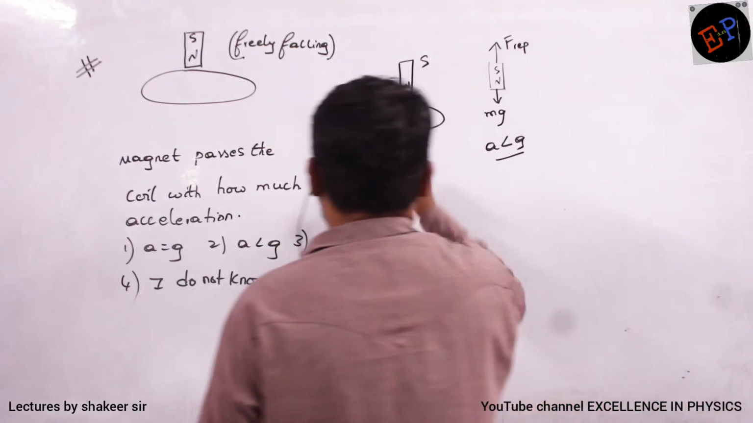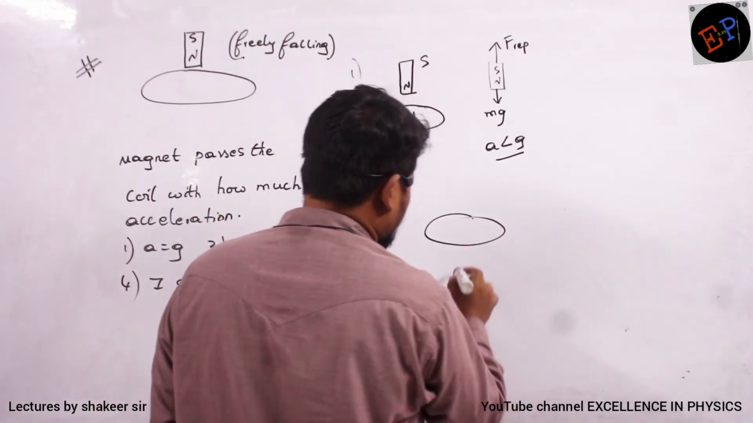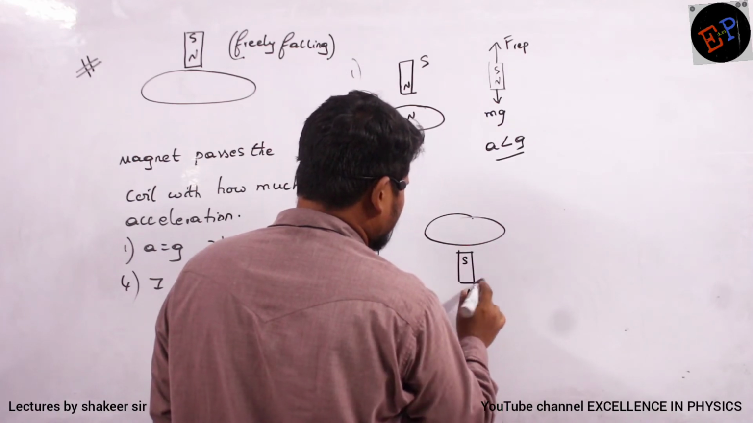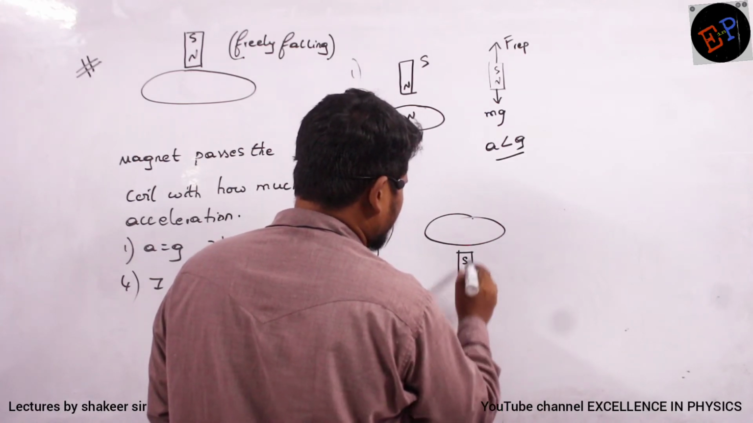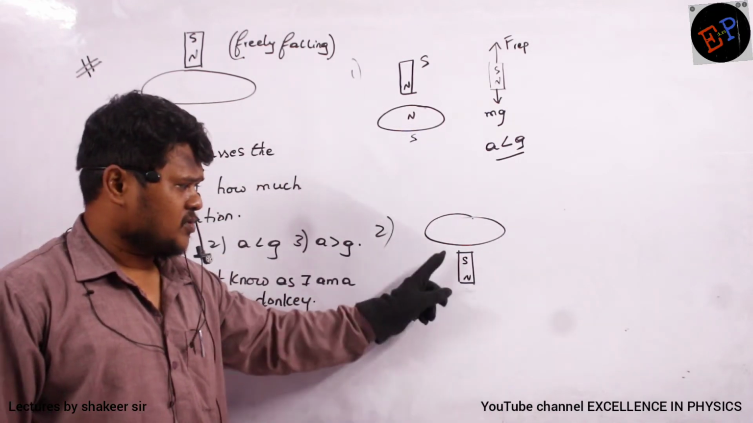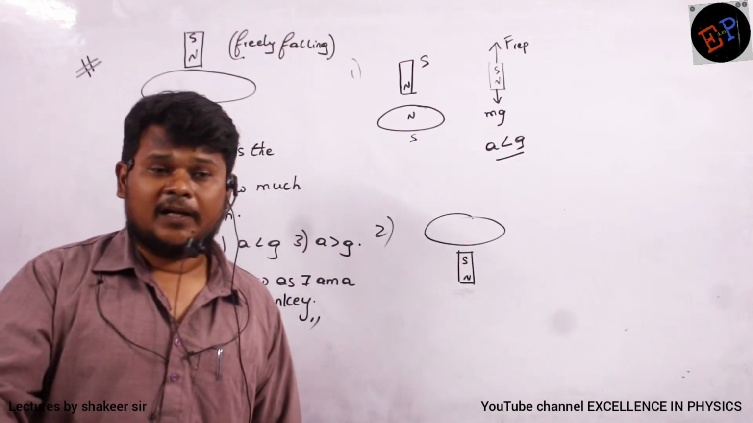Now after passing, in the second condition, what happens? This is the coil, and the magnet is about to leave the coil. Now south and north will be present. When it has already passed through the coil, what is the change here? The south pole is leaving the coil.